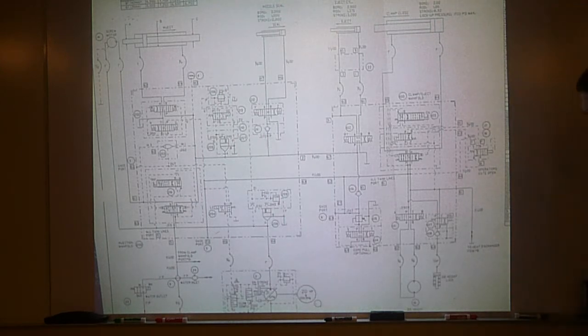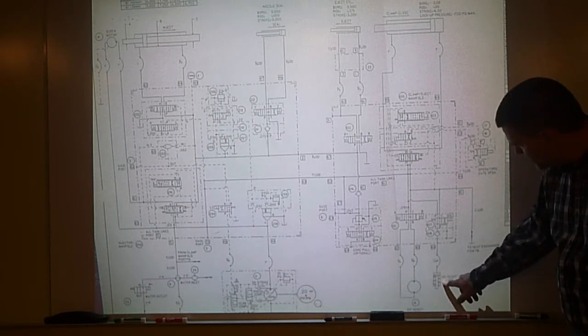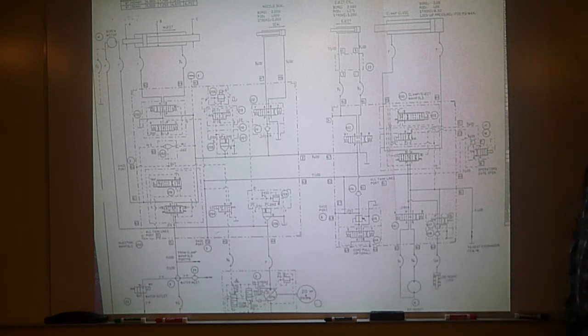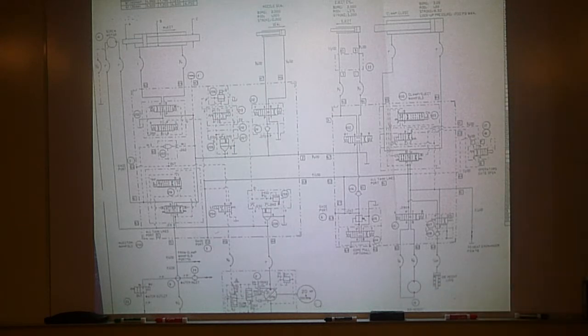Next question is, how does the die height cylinder return? That's right here. Notice the diagonal lines coming through here. We talked about what that means inside of a cylinder. You should be able to get that. Sorry, it's a die height lock cylinder.